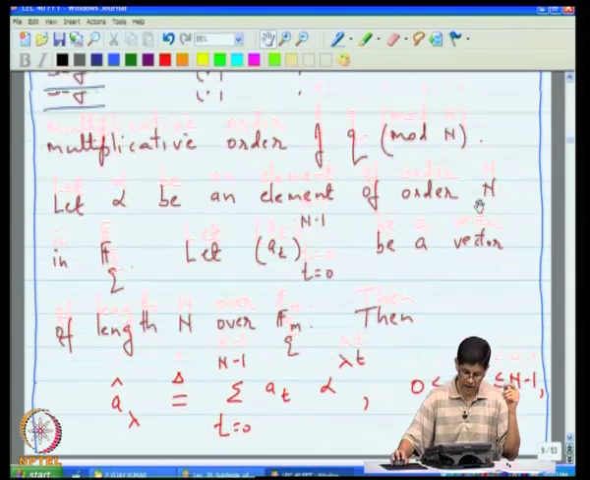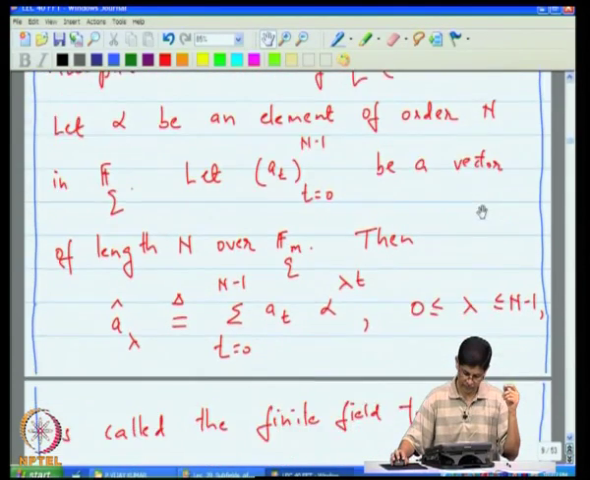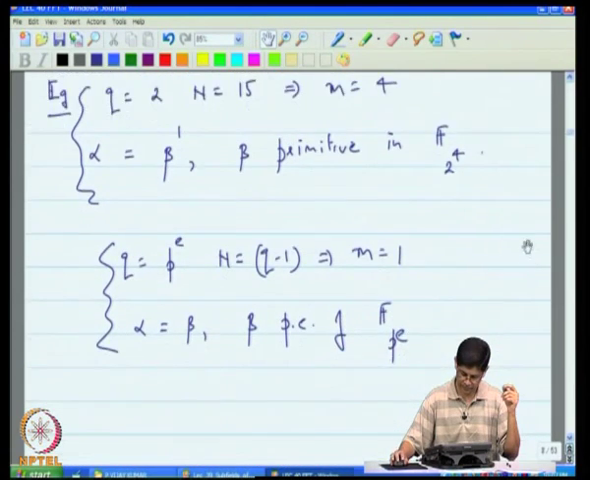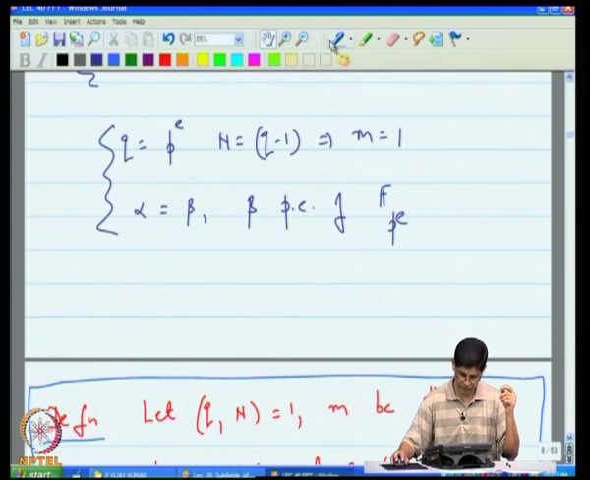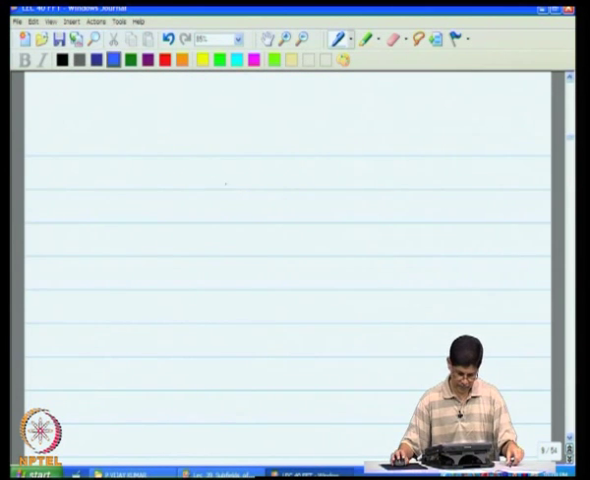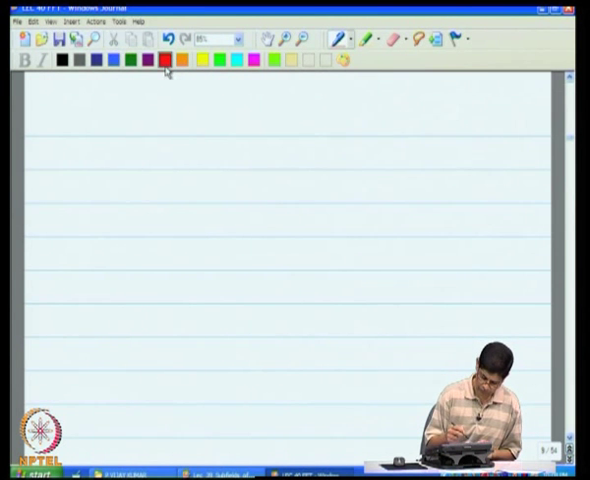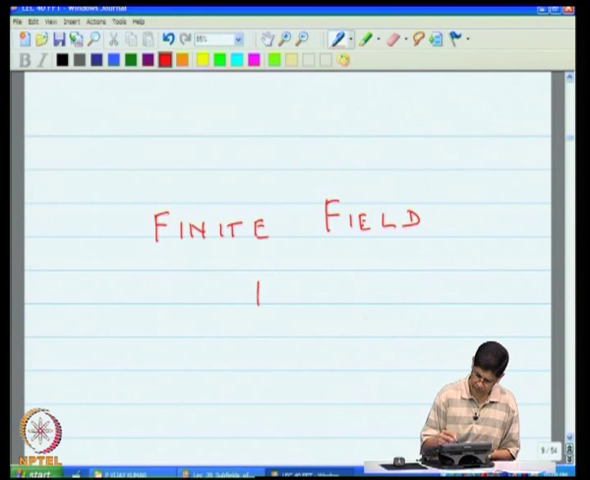Now we are actually going to discuss, and perhaps it is worth highlighting this. So, I will write finite field transform.